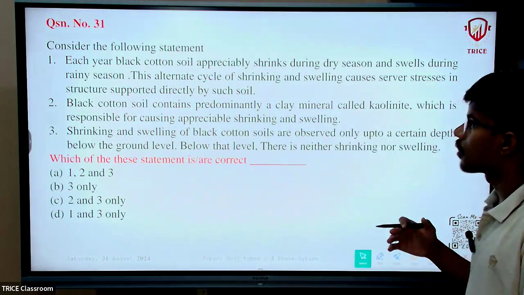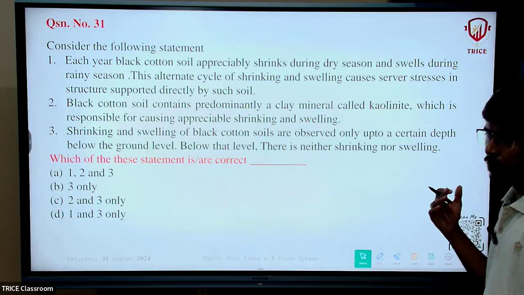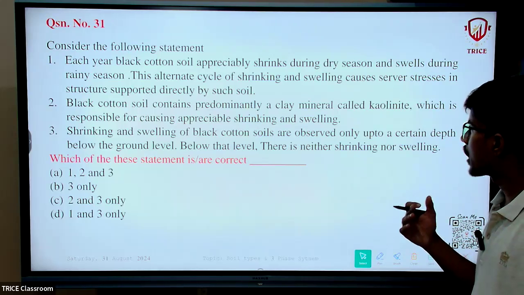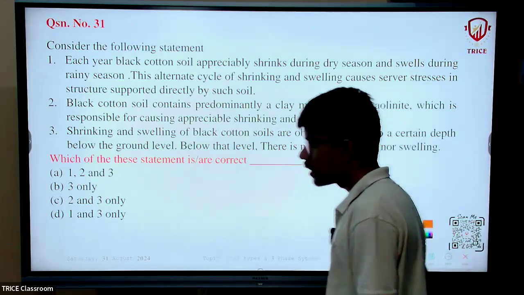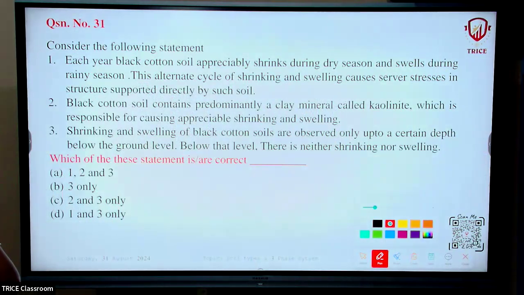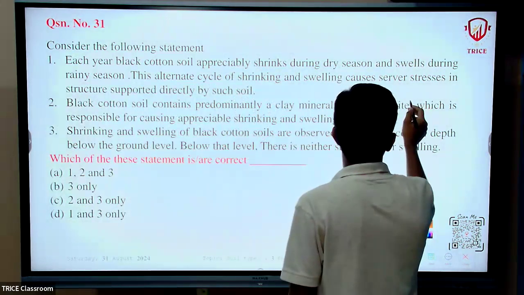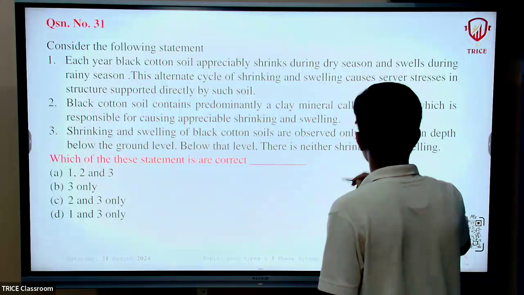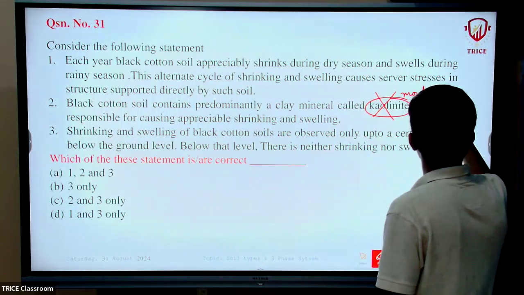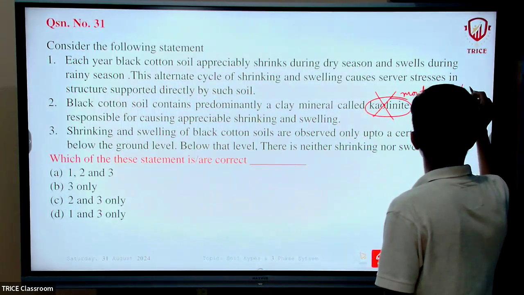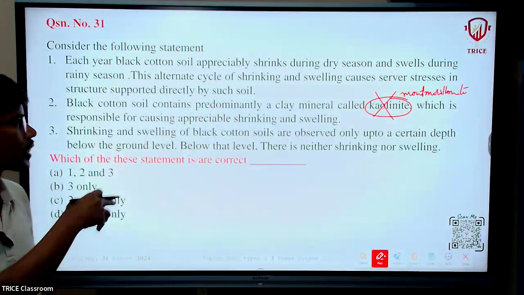Then, the statement that black cotton soil contains predominantly the clay mineral kaolinite, which is responsible for appreciable shrinkage and swelling, is not correct, because black cotton soil contains the clay mineral montmorillonite, which causes the swelling. Therefore, this condition is not satisfied. It is the montmorillonite clay mineral that causes the soil to expand and shrink during the alternate cycles.